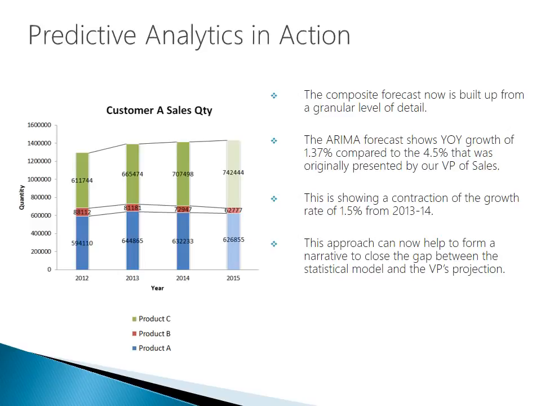But this approach allows us to now create a narrative to close the gap. Why is the sales VP saying 4.5%? Our data is only showing 1.3%. What constitutes the difference? Should we incorporate more components? Maybe our figure is low. Maybe the VP is just using a gut feel approach and isn't looking at the reality of what the sales are showing. But this narrative can now be had, and we're moving into a higher level of discussion in regards to budgeting and forecasting.